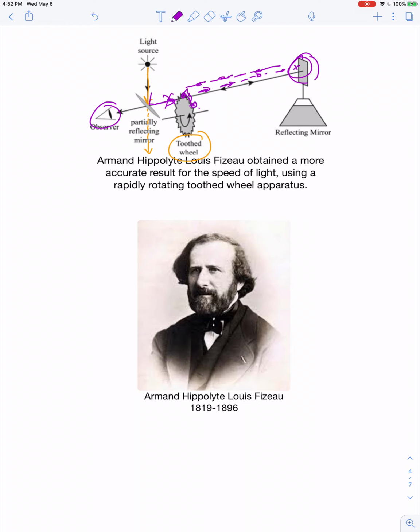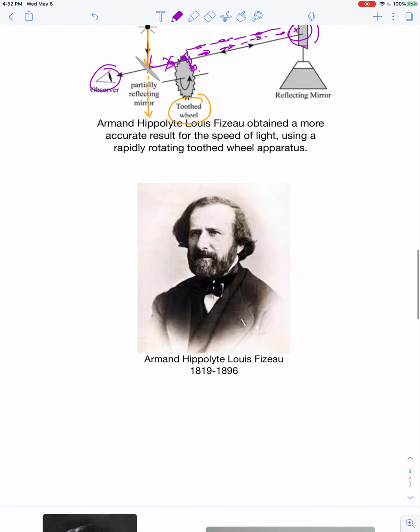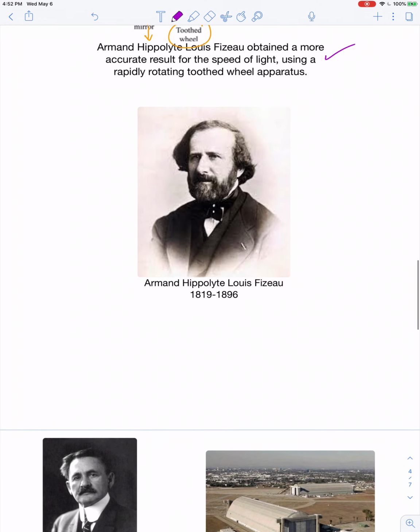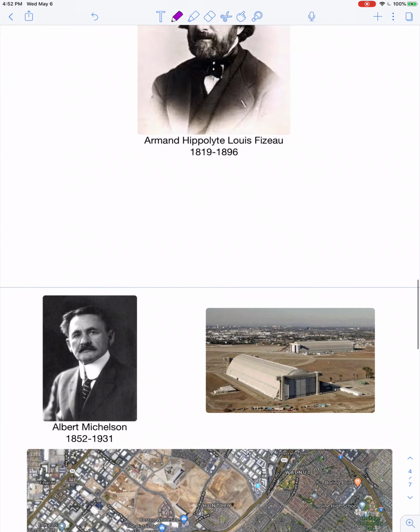So you can investigate further. Maybe you can see a video or an animation of exactly how Fizeau's experiment worked, but it produced a better result. But still, a better improvement was made by Albert Michelson.